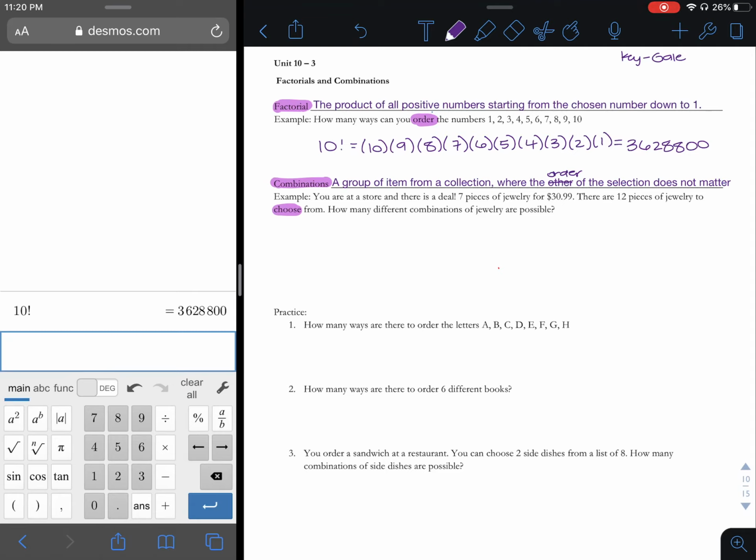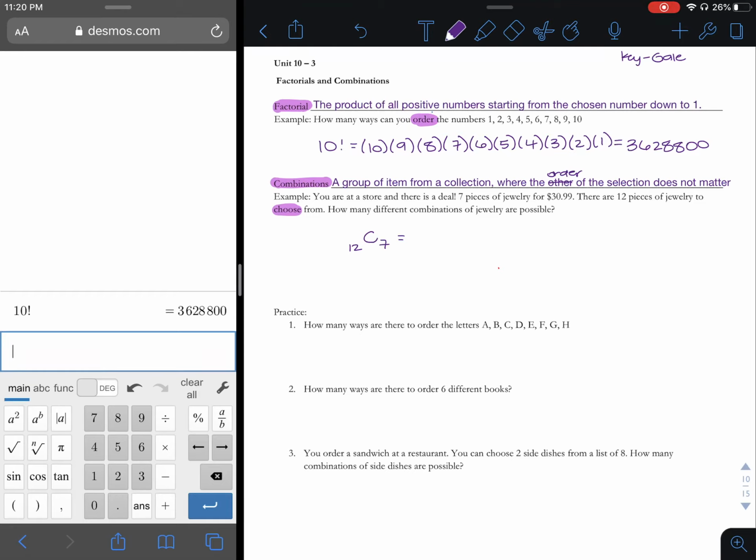So in order to do a combination, you're going to have a C here. The bigger number that you have, 12, is my bigger number. That's going to go on this side. The pieces that I want is 7. That's going to go on this side. So this is 12 choose 7. That's how you read that. 12 choose 7. Okay, so let's find that out.